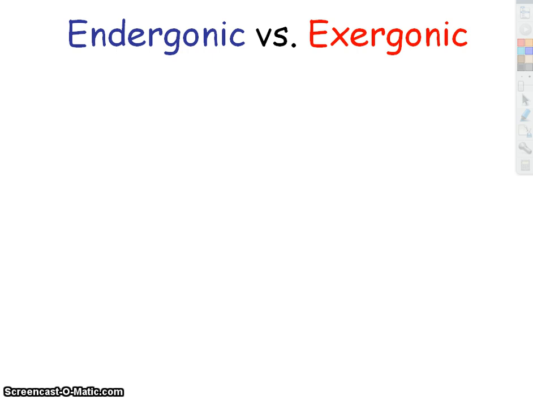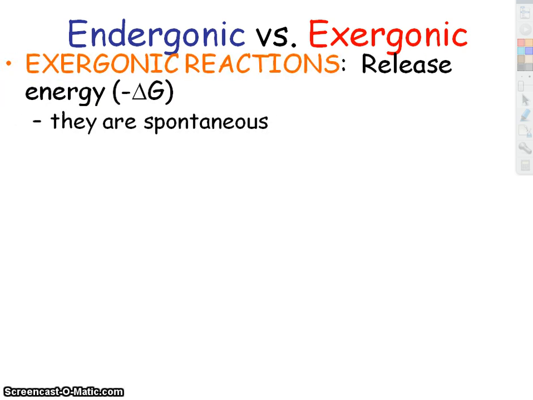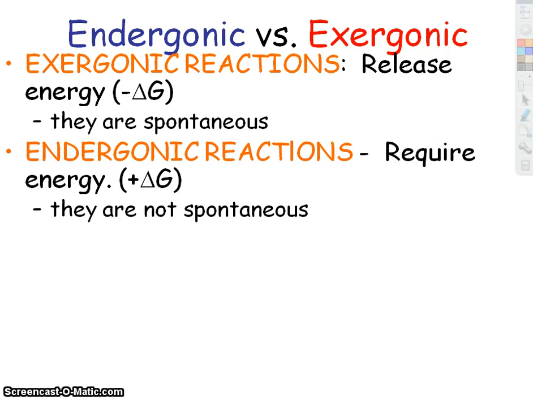Okay, so endergonic versus exergonic. I think this is where we need to start. An endergonic reaction and an exergonic reaction: we're using the term exergonic, exo, out, and gonic referring to energy. So an exergonic reaction is any reaction that releases energy. It's basically the name for a reaction with a negative delta G. And endergonic is the opposite. Any reaction that picks up energy, that requires energy, is going to be a positive delta G, and that's not going to be spontaneous.